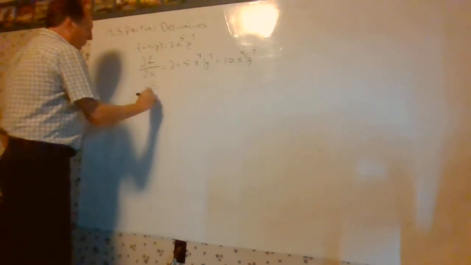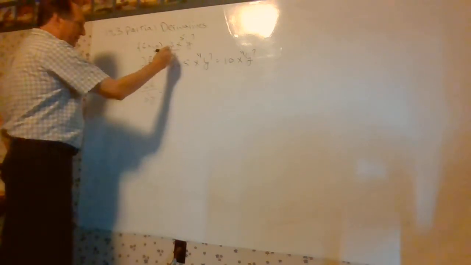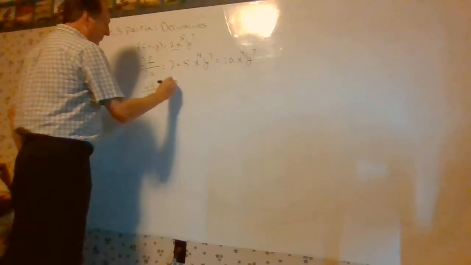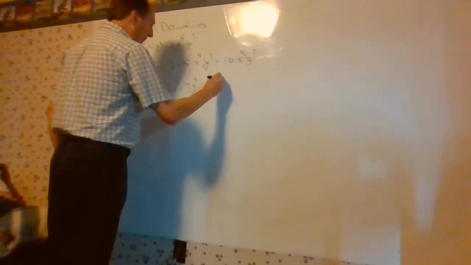In a similar fashion, partial of f with respect to y, the 2x to the fifth is constant. So we have 2x to the fifth times 7y to the sixth. And of course 2 times 7 is 14, x to the fifth, y to the sixth.